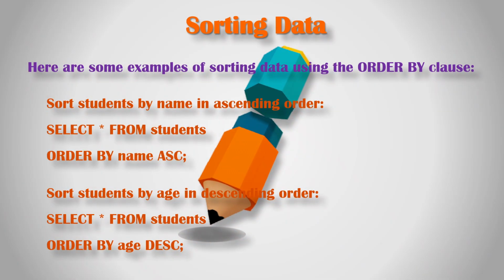Here are some examples of sorting data using the ORDER BY clause. Sort students by name in ascending order: SELECT * FROM students ORDER BY name ASC. Sort students by age in descending order: SELECT * FROM students ORDER BY age DESC.